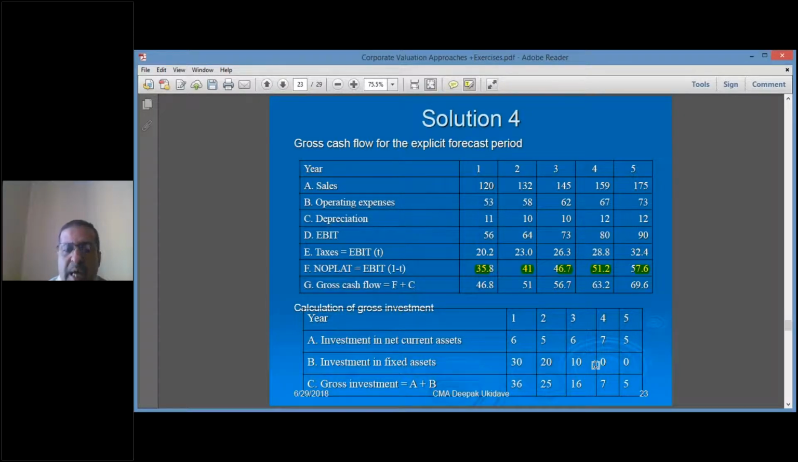I took these from the question. So total investment is 6 plus 30, 36; 5 plus 20, 25; 6 plus 10, 16; and so on. This is total investment. This investment figure you have to deduct from gross cash flow. What is gross cash flow? NOPAT plus depreciation. So from the last line you worked out, 46.8, 51, 56.7, you have to deduct gross investment, right? And then gross cash flow minus gross investment is obviously cash flow after tax. But that we will do on the next page, the next slide.